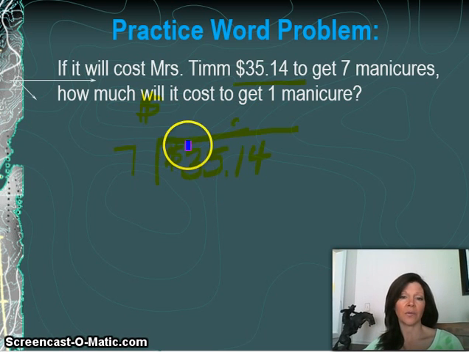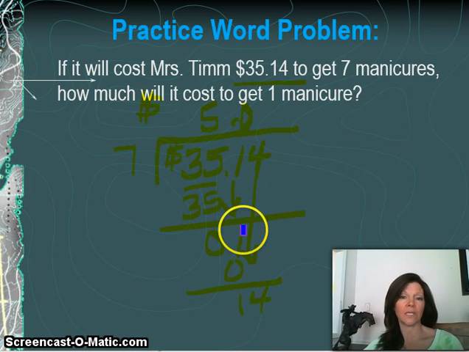7 cannot go into 3, so nothing goes above the 3. But it can go into 35. 7 divides into 35 5 times. 7 times 5 is 35. Subtract, you get 0. Bring down your 1. 7 goes into 1 0 times. Don't forget that. So above the 1, you have to put a 0. Subtract your 0, you get 1. One more number to bring down, your 4. 7 divides into 14 twice. 7 times 2 is 14. When you subtract 14, you get 0.